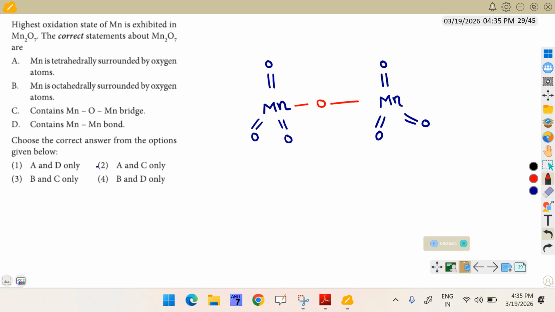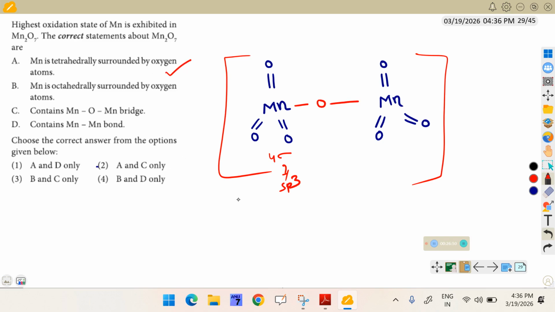The highest oxidation state of Mn is exhibited in Mn2O7. The correct statement about Mn2O7: this is the structure. Mn is tetrahedrally surrounded. Yes, manganese. Around manganese, 4 sigma bonds are present. So sp3 hybridization, and the geometry is tetrahedral. Statement A is correct. Mn is octahedrally surrounded: statement B is wrong. Contains Mn-O-Mn linkage: yes, the Mn-O-Mn linkage is present. Contains Mn-Mn bond: wrong. So the second option is the correct option.